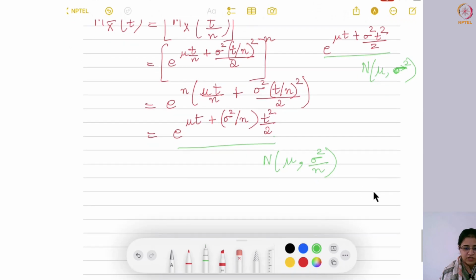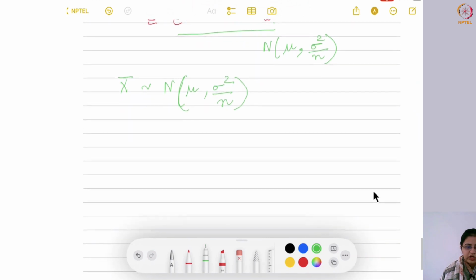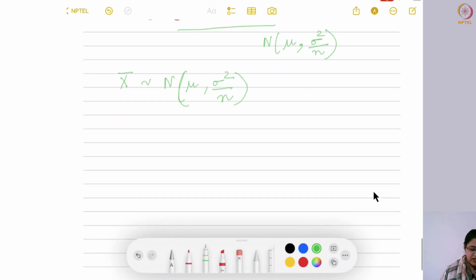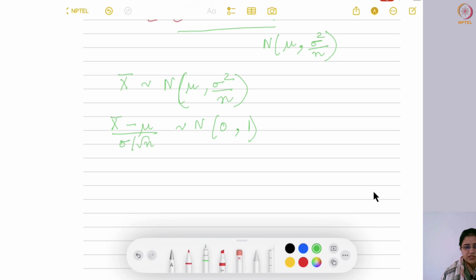So from here, you can say that X bar basically follows normal distribution with mean mu and variance sigma square by n. Now, if this holds true, then we could also say that (X bar minus mu) divided by (sigma by root n) is going to follow normal, mean 0 and variance 1. How do we get this?